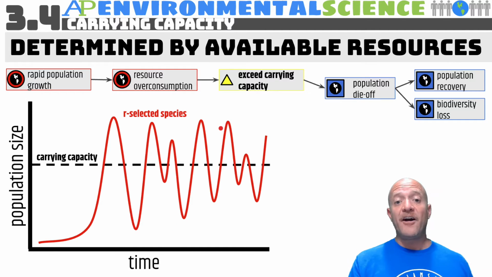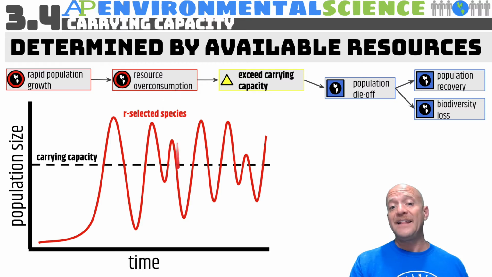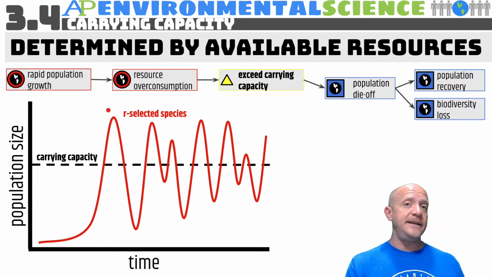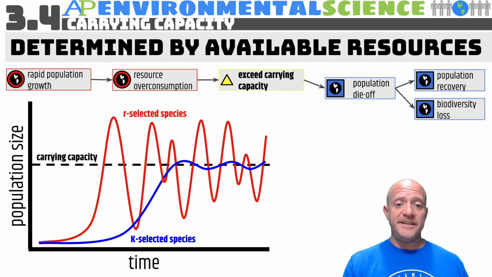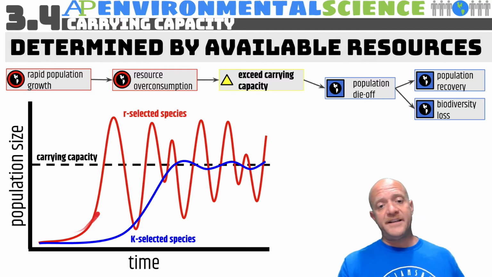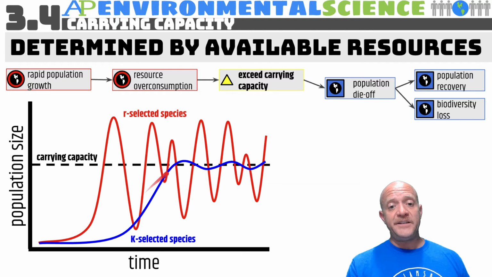Now, in an R-selected species, remember the population is highly variable. It overshoots the carrying capacity and then has a die-off, and then overshoots the carrying capacity and then has a die-off. This happens repeatedly. Now, R-selected species can have many offspring, as you recall, and they're typically kept in check by other organisms and by the available resources. K-selected species, remember K stands for carrying capacity, R stands for biotic potential. The K-selected species will hover their populations around the carrying capacity.